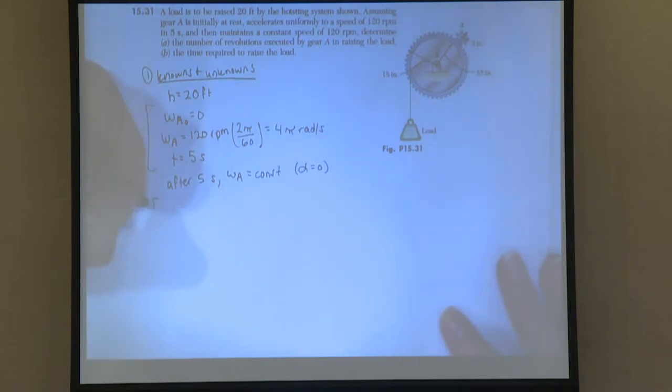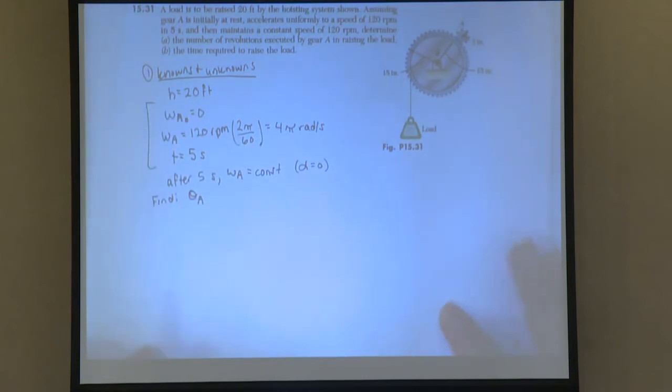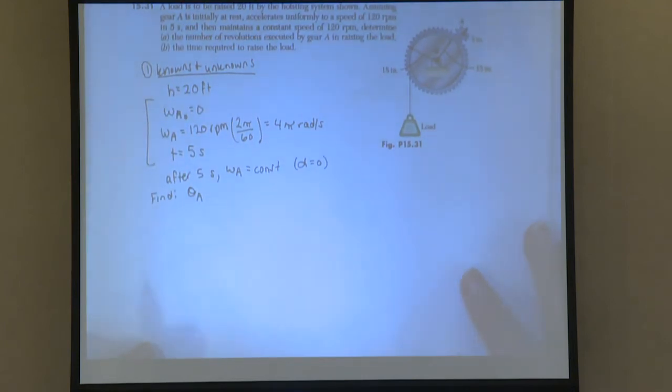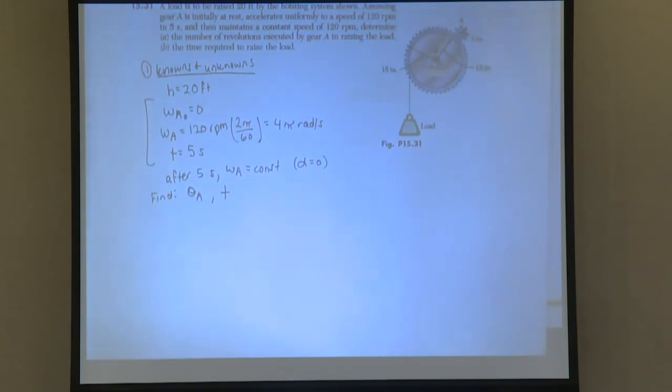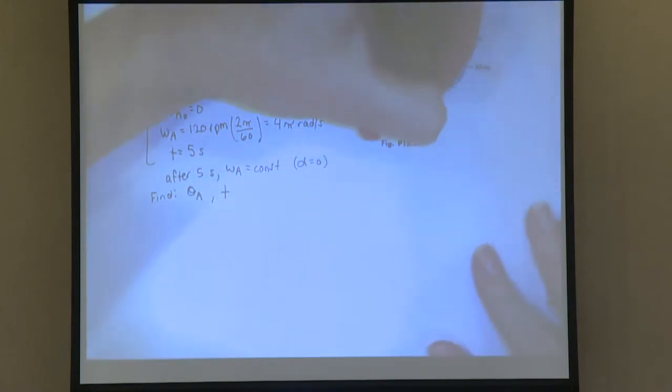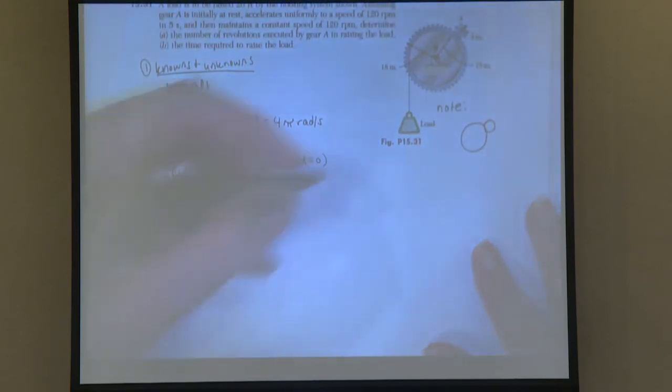So we need to find theta A, so the number of revolutions of A, and the time to raise the load. Where should we start with this? Good, so we can use that. That's also called the arc length. If you guys weren't aware, I'm just going to draw a little picture off to the side. This is like a side note. Let's say we have these 2 gears. They look kind of like what we have there. So A and B.